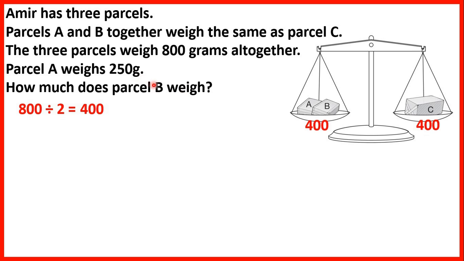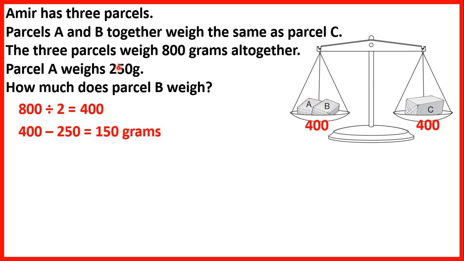But we want to know, how much does parcel B weigh? We know that A weighs 250. So we have 250 plus B equals 400. So what we can do is subtract 250 from 400, and that gives us 150 grams.